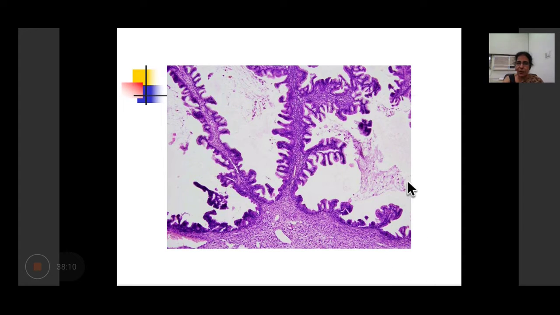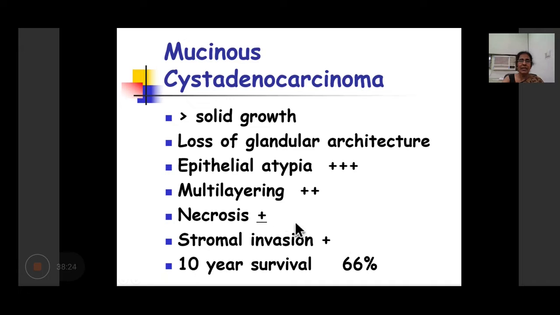So here we can see that they are forming multiple complex papillae. So papillae showing further papillae formation lined by multi-layered epithelium, but the stroma is not invaded, so it is a borderline tumor. And the malignant will be associated with solid growth, presence of solid structures. The glands may or may not be present, marked nuclear atypia, multi-layering, presence of necrosis, stromal invasion, and the 10-year survival decreases to 66% in malignant tumors of the ovary.